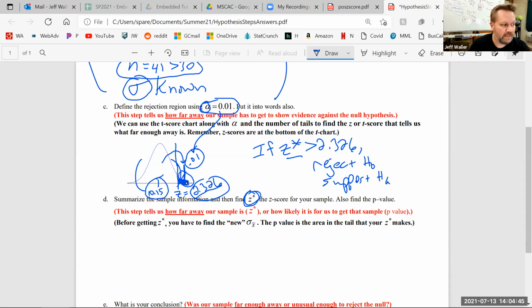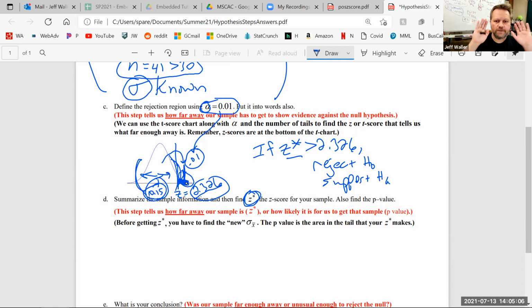Because the null is the guy who thinks it's down here somewhere, isn't he? He's the one that thinks it equals this, so it should be somewhere close to that. And if we get up here, that's evidence the null is wrong. That's evidence the alternate is right. Are you guys at all with me?